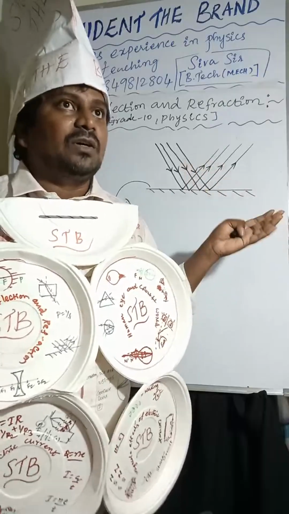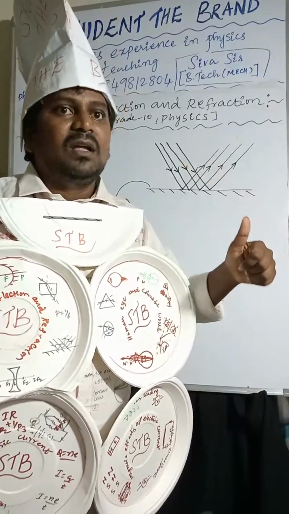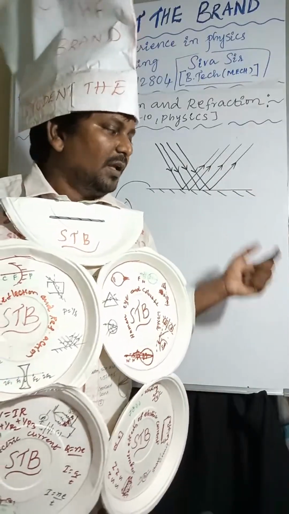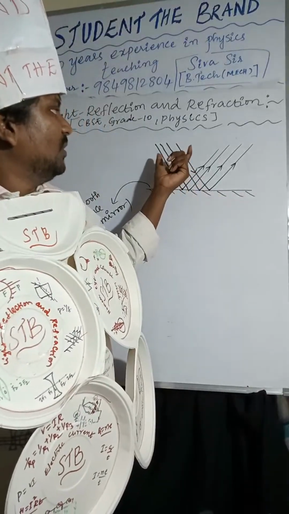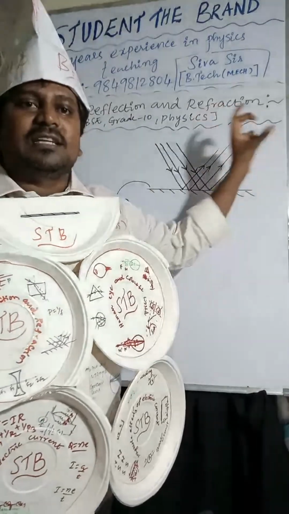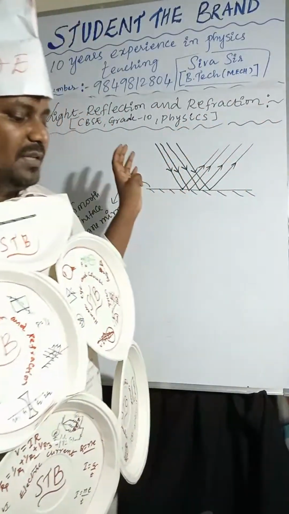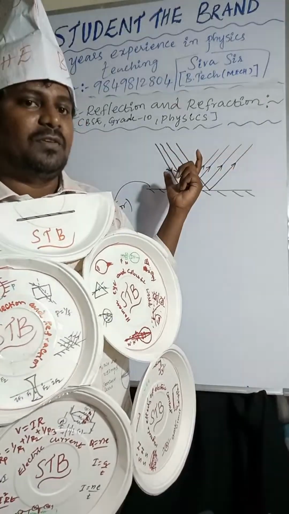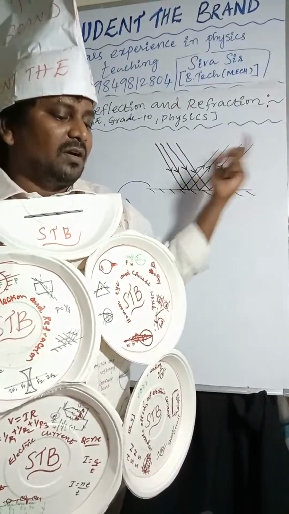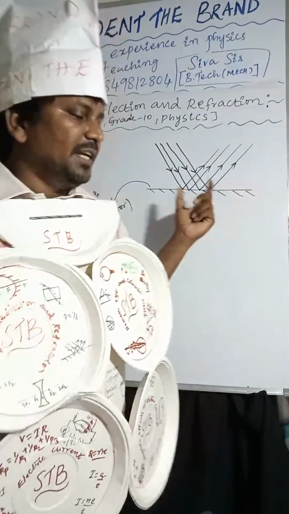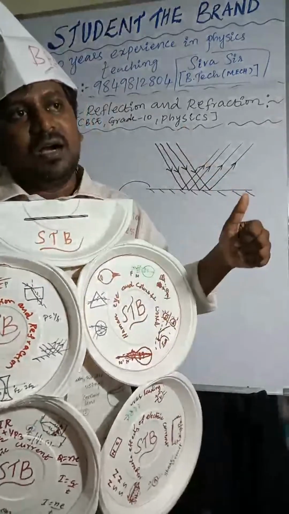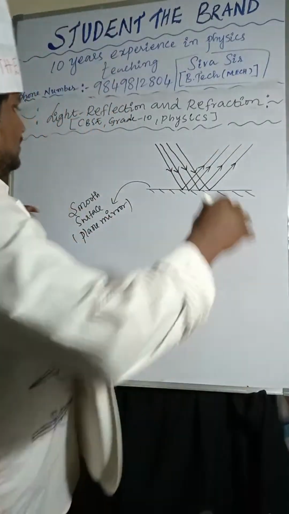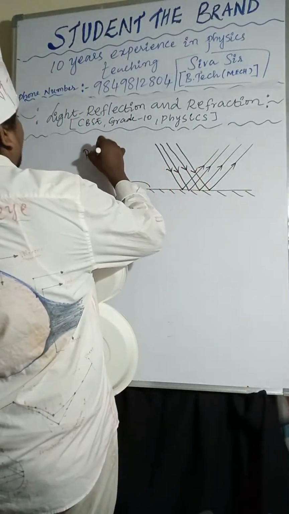Regular reflection also takes place on still water and a plane mirror. So the conditions are: the incident beam is parallel, and the reflected light rays are also parallel. This type of reflection is called regular reflection. It takes place on still water or a plane, highly polished smooth surface. Next, we go to irregular reflection.